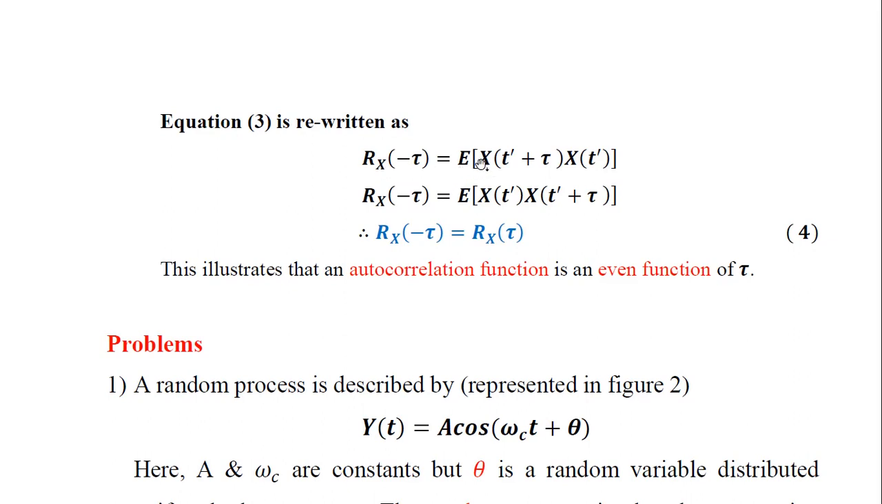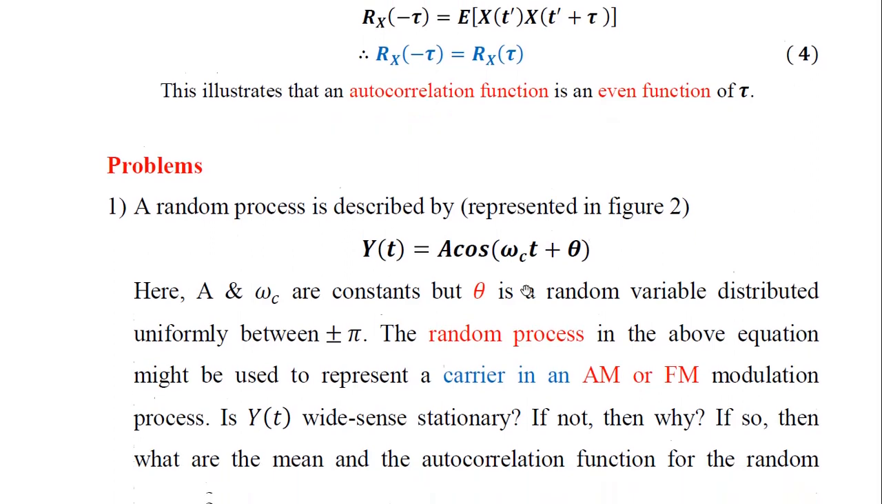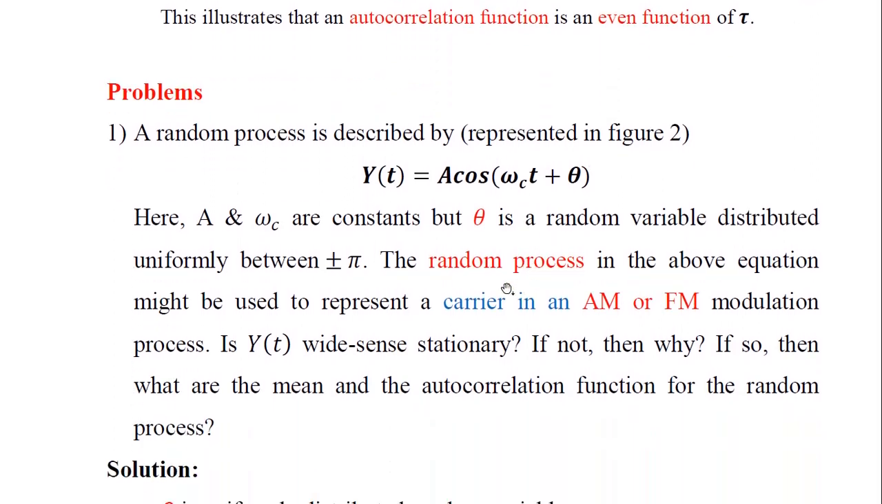That is, Rx of minus tau is equal to E of x of t, where we substitute t dash plus tau, and x of t plus tau is substituted by x of t dash. Therefore, Rx of minus tau is equal to the expectation of x of t dash plus tau times x of t dash. So we can see that the autocorrelation function is an even function of tau, the time difference, as per equation number 4. Let us approach some problems here. One of the problems we'll take is for a random process, and we'll see how to compute the mean and autocorrelation function of any given random process.